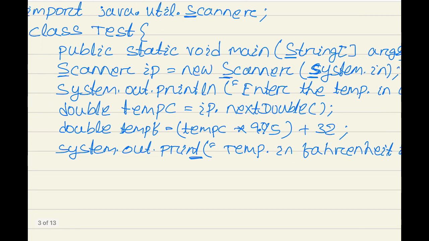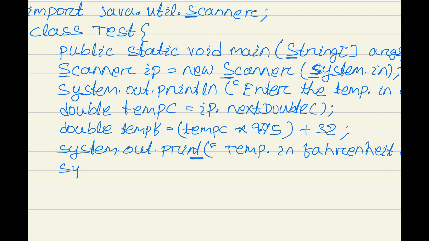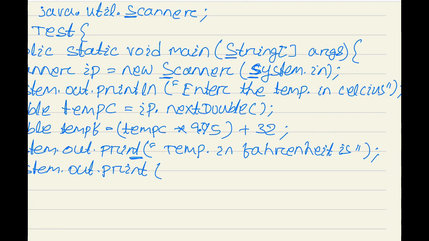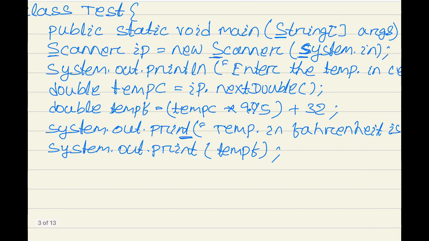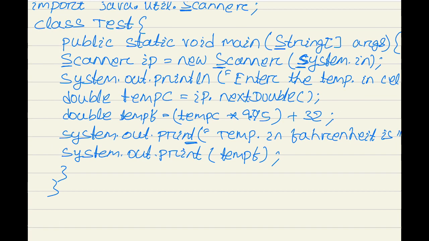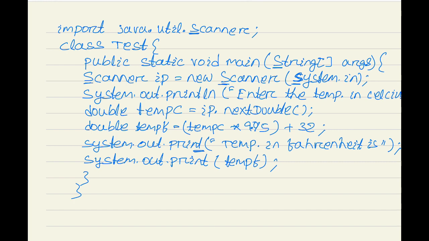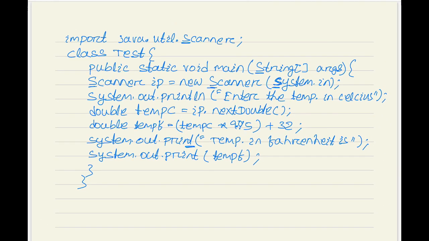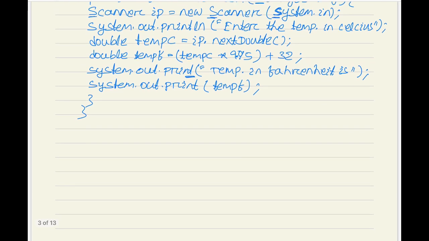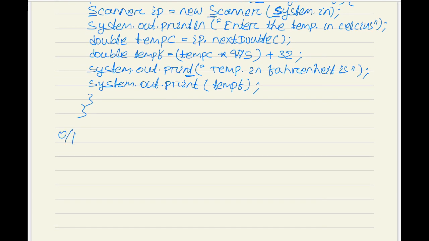So here we can write in the next line System.out.print, or println you can write, tempF. So it is going to display the value of tempF. Now you can see the complete program. If we compile and execute this program, it is going to display output.